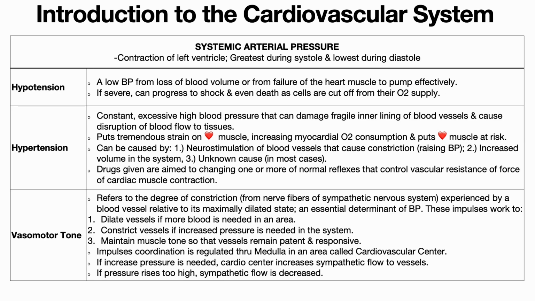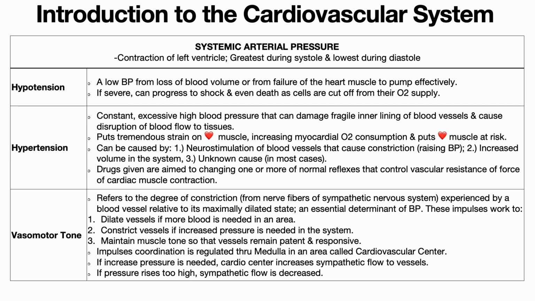We move on into systemic arterial pressure, which is the contraction of the left ventricle that is greatest during systole and lowest during diastole. So there are conditions, enzymes, and peptides that affect the systemic arterial pressure, and these are the hypotension, hypertension, vasomotor tone, renin-angiotensin-aldosterone system, and natriuretic peptides.